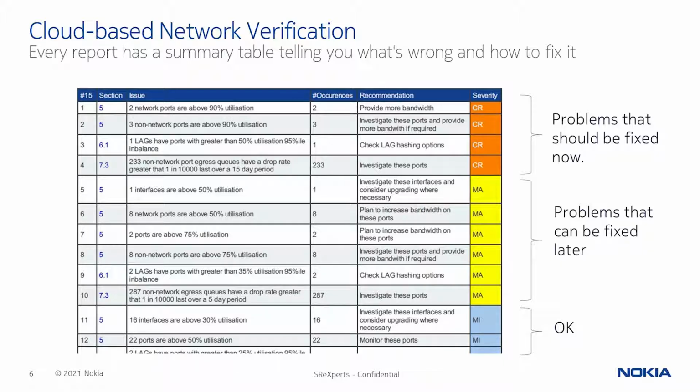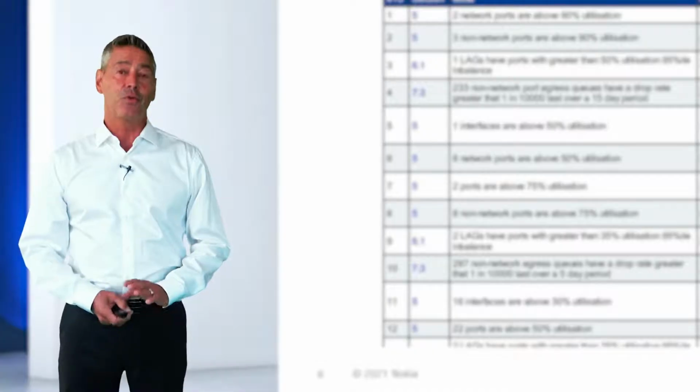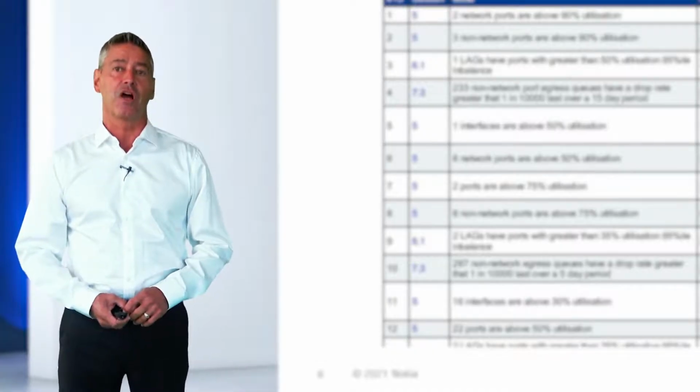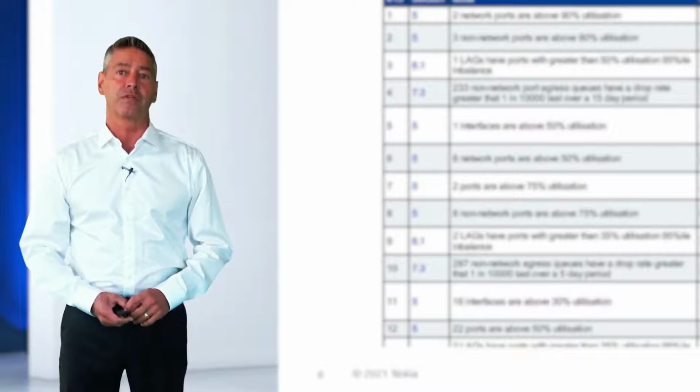So you want to get rid of all the orange problems that it found. Those need to be fixed now, otherwise you're probably going to have an outage in your network at some point. And then what's yellow, you should start planning to fix. So it's not as urgent, but you want to get rid of the orange, you want to get rid of the yellow. And if you run this report and you're getting all blue, that means you guys did a great job and your network is in good health.